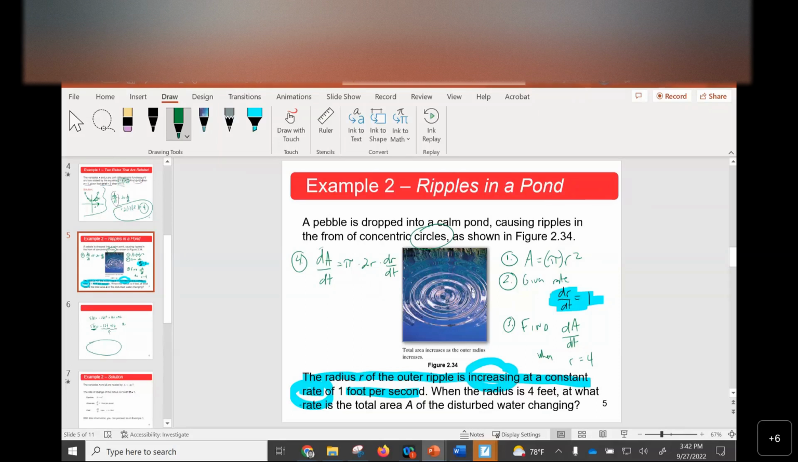Okay, and then step 5 is just plug everything in. If I want to answer this question, I need to have a value for r and a value for dr/dt. Pi is constant. As long as I have a value for r and dr/dt, I'm good. So I plug that in. I get dA/dt, the rate at which the area is changing, is 2 pi times r times dr/dt, right? And that's why I wrote all this stuff down. I can just go back here. I don't have to look through the words again.